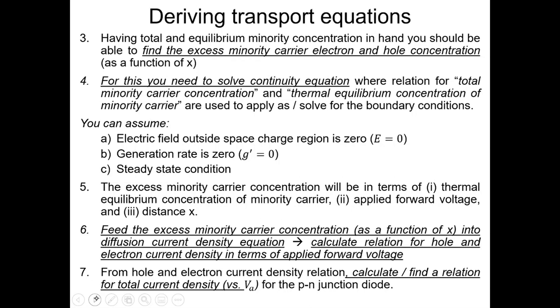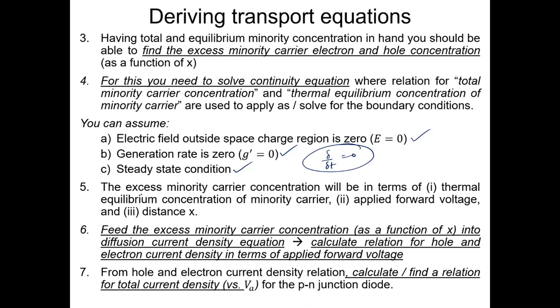How do we do that? We have to use the continuity equation, where the relation for total minority carrier concentration and thermal equilibrium concentration of minority carriers will be used to solve the boundary conditions. There will be a couple of other things that we will use for solving the boundary conditions. For example, we will assume that the electric field outside the space charge region is 0. We'll assume that the generation rate is 0, and we'll also assume that this is a steady state situation, meaning anything which is d by dt will be 0, right?